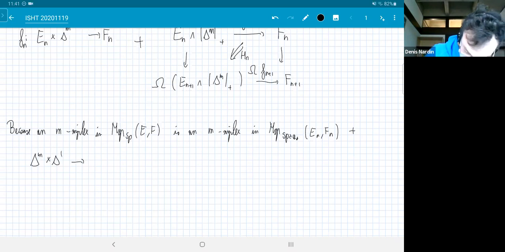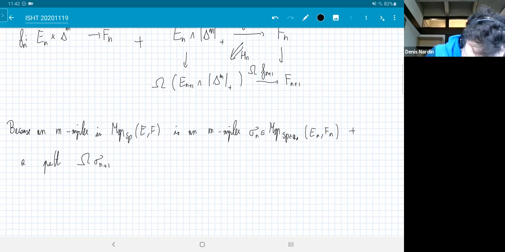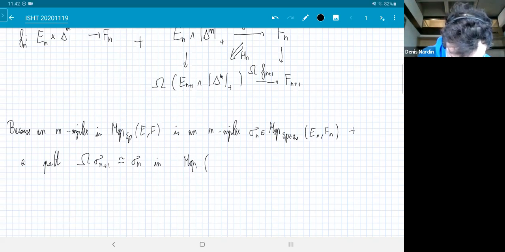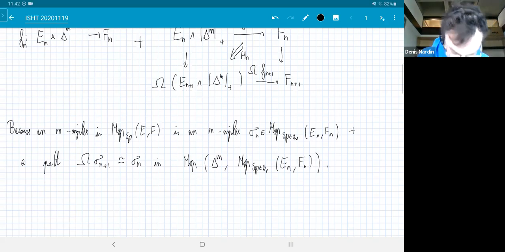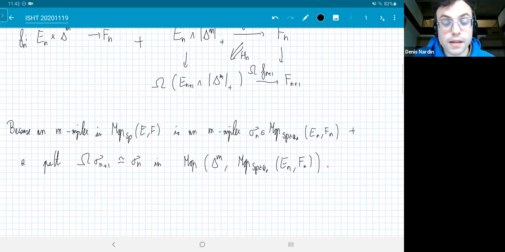a path like this, plus a path simplex sigma n between omega sigma n plus 1 and sigma n in map delta n, space n. Okay.